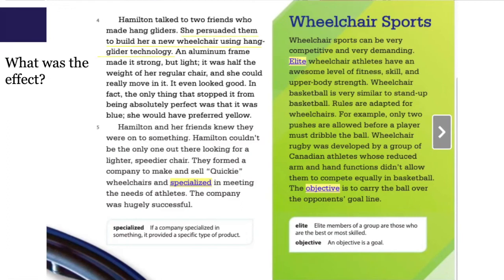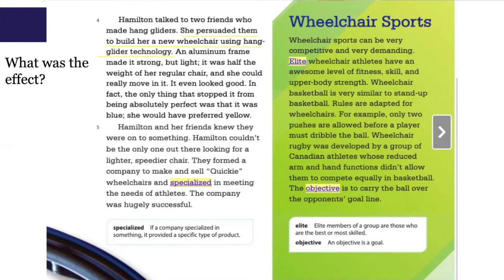An aluminum frame made it strong but light. It was half the weight of her regular chair, and she could really move in it. It even looked good. In fact, the only thing that stopped it from being absolutely perfect was that it was blue. She would have preferred yellow.